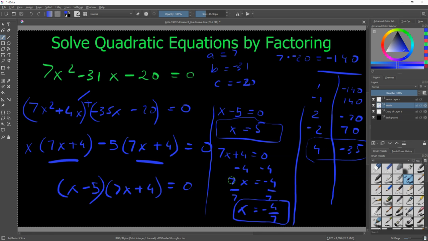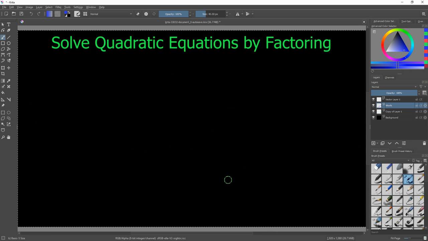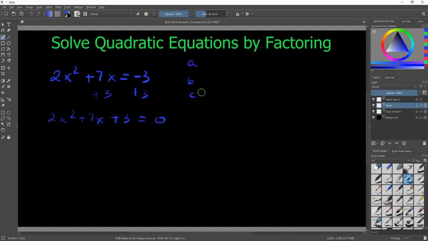Okay. I'll do one more and then we'll be done. So I have 2x squared plus 7x is equal to negative 3. Again, you have to make it equal to 0, so I'm going to add 3 to both sides. I have 2x squared plus 7x plus 3 is equal to 0. Factor that. You remember A, B, and C. 2, 7, 3.